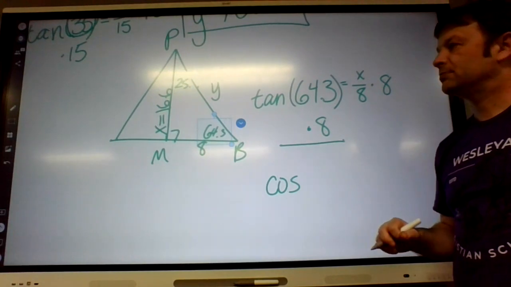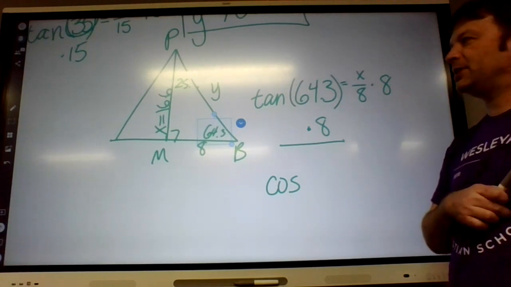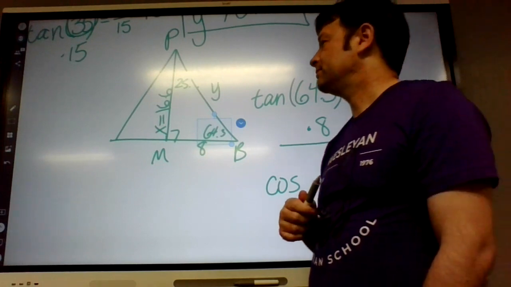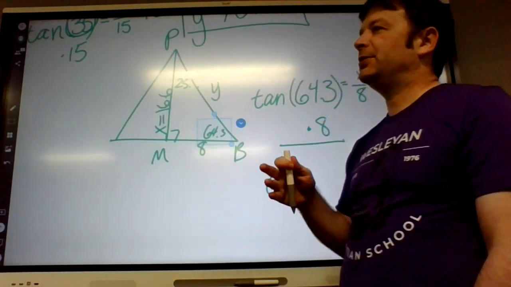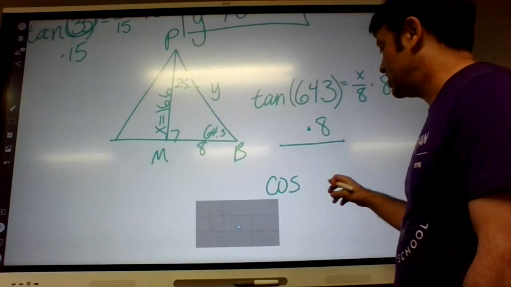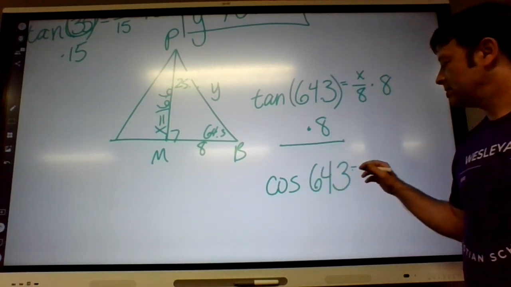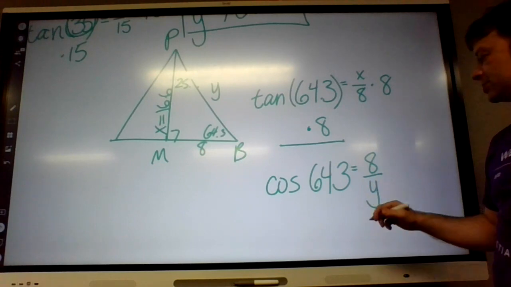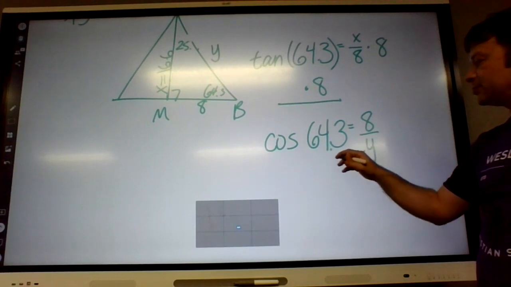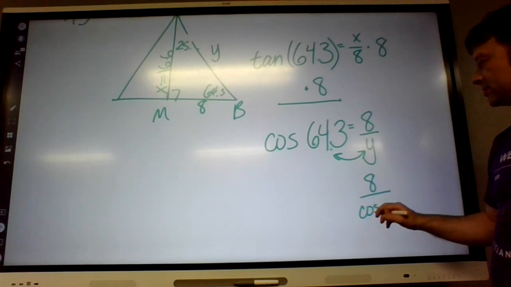Why can't you do 90 degrees with adjacent and opposite? Sine, cosine, and tangent don't work with 90 degrees. There is no adjacent and opposite. Cosine of the angle equals adjacent over hypotenuse. So what do we need to do here? Swap it. 8 divided by cosine of 64.3.